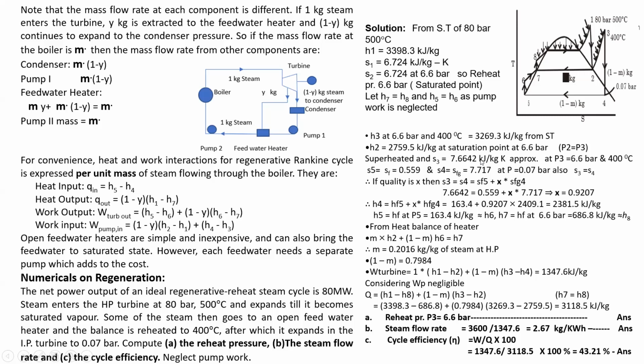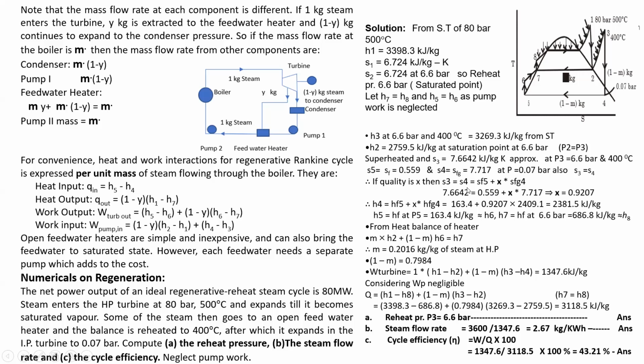S3 will be 7.6642 and S5. Now coming to S5, the state of 5 is SF, means water. So SF at the lowermost pressure, that is given 0.07 bar, is equal to 0.559, and S4 again at the low pressure is equal to S3, and we know the value of S3 here. Already we have written 7.6642.